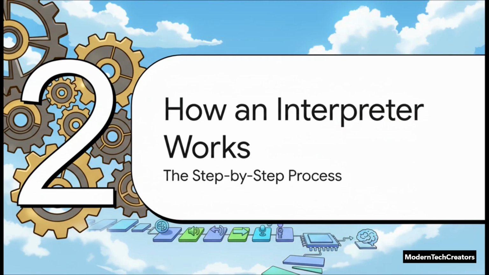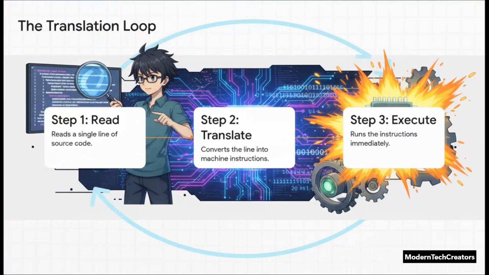Okay, so how does this whole thing actually work? Like, what's happening behind the scenes? It's actually a pretty simple step-by-step process, and understanding it is going to show you both its biggest strengths and its biggest weaknesses. It's really just a simple three-step loop that keeps repeating. First, the interpreter grabs one line of your code. Second, it translates that single line into machine instructions the computer can understand. And third, this is the important part, it runs those instructions immediately. Then it just does it all over again for the next line, and the next, and the next.